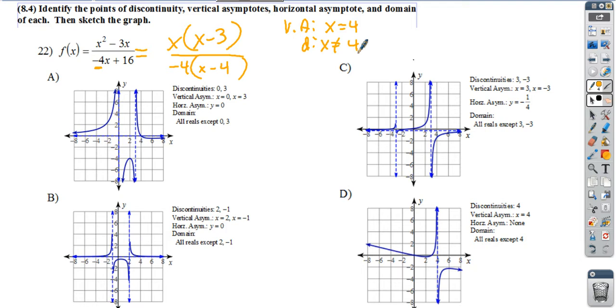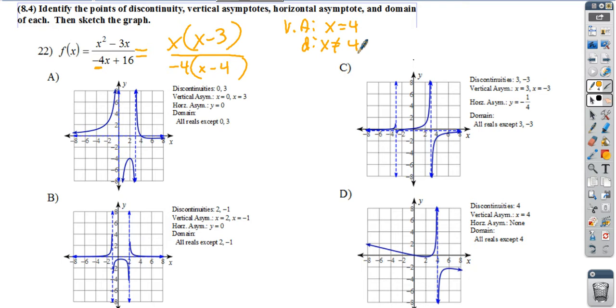The horizontal asymptote, remember, it doesn't have one, so there should not be a horizontal asymptote here. And so that means pretty much all of these have horizontal asymptotes except for D. But let's just do a couple more just to double check. Okay, so there's no horizontal asymptote.